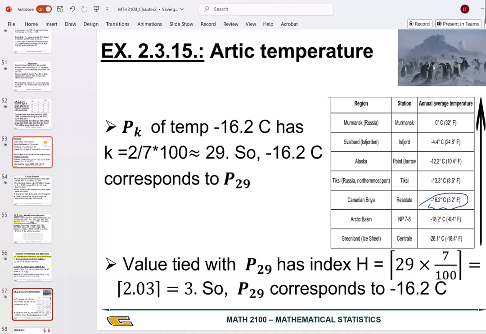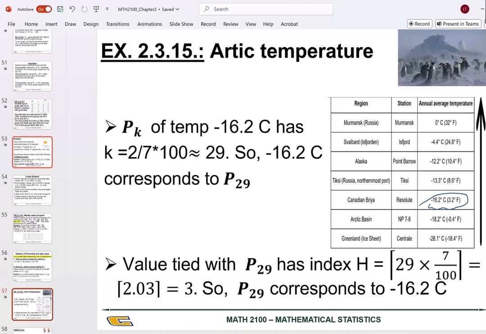You can calculate it by finding k, right? You have two values less than this value, which is this one and this one, and divide by the total, which is 7. So basically this corresponds to the 29th percentile value, P29. Okay.